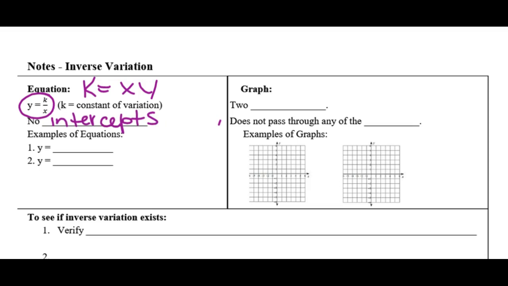So some examples, y is equal to 2 over x. So you could have a positive number divided by x, or you'd have y is equal to negative 3 over x. So it could be a negative number divided by x, but it's always x is the denominator. This graph is not a line. It's actually two curves. And it does not pass through any of the axes.